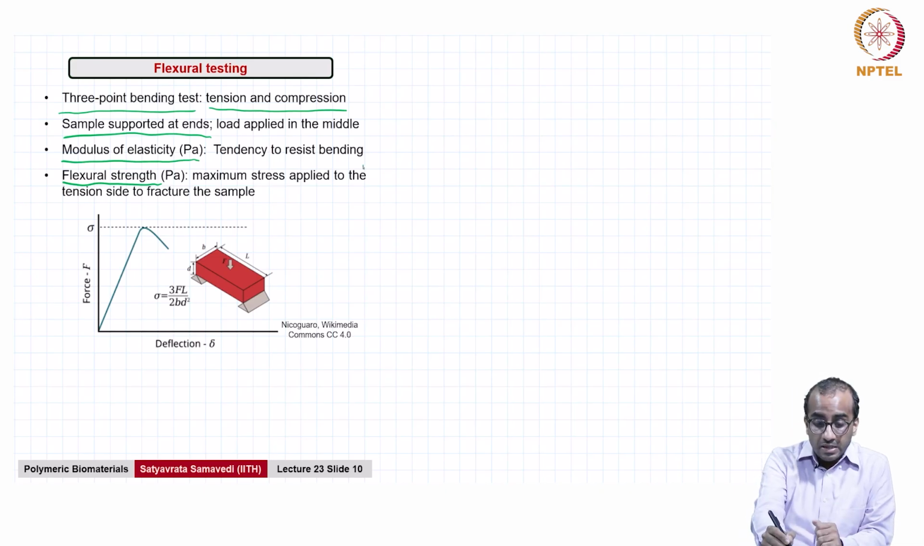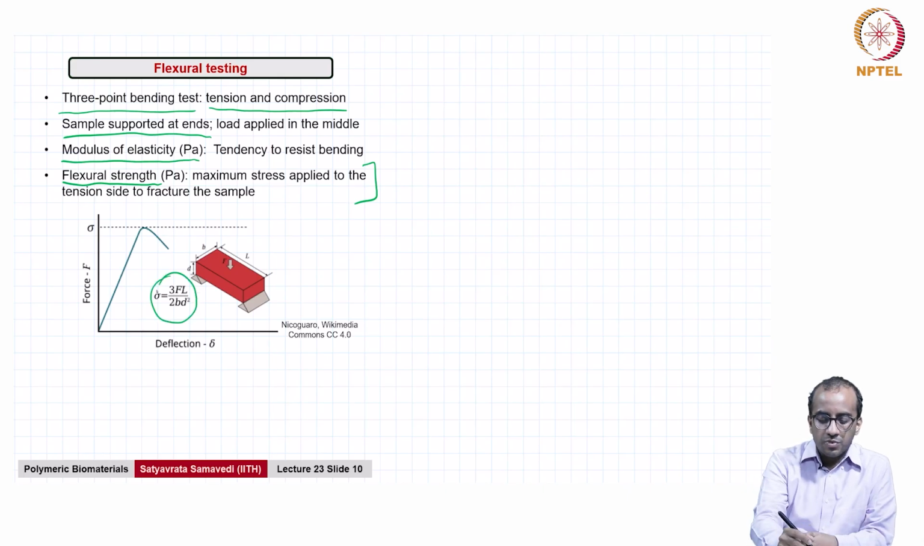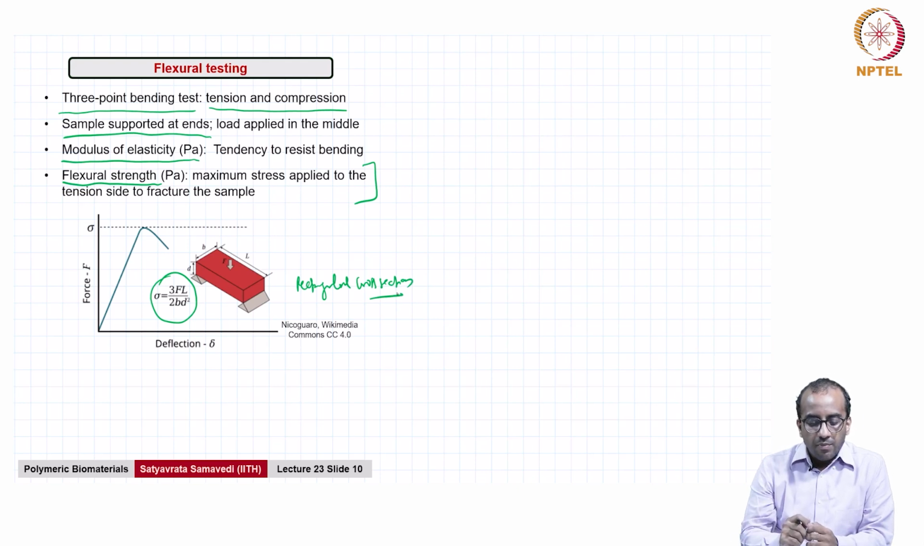So for example, here this is the maximum stress that can be applied to the tension side to fracture the sample, and shown here is a sample of a force deflection curve. Of course, this equation assumes a rectangular cross section, which is typically used as shown here, and F is simply the force.